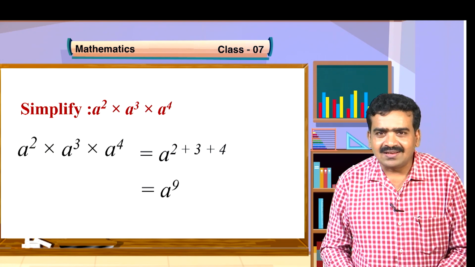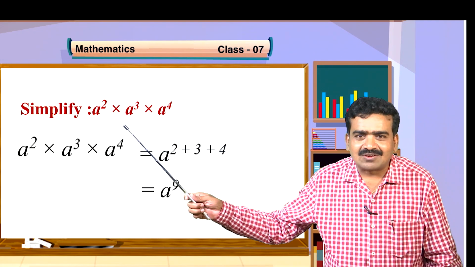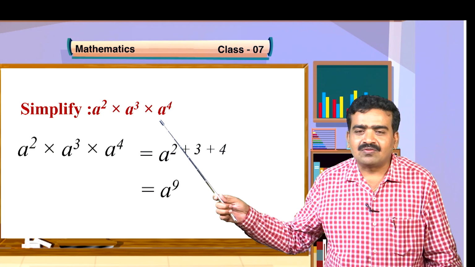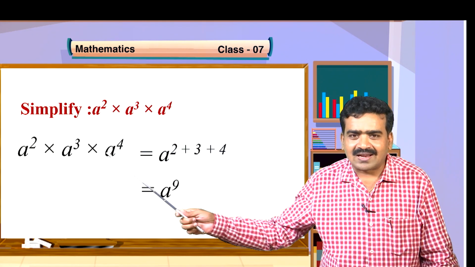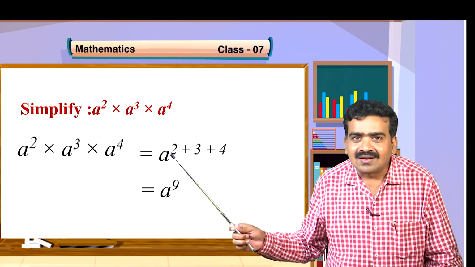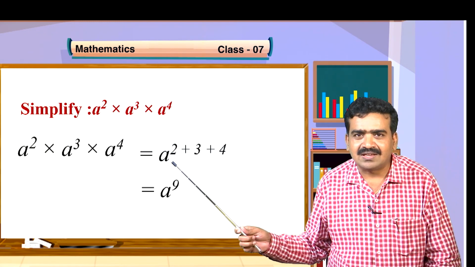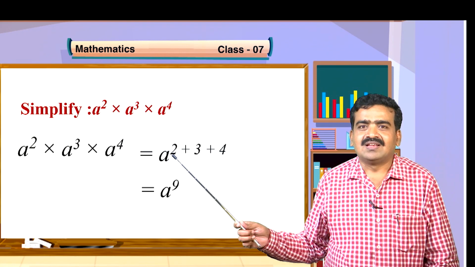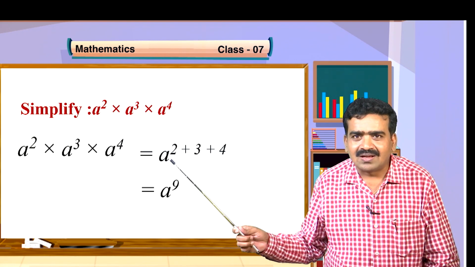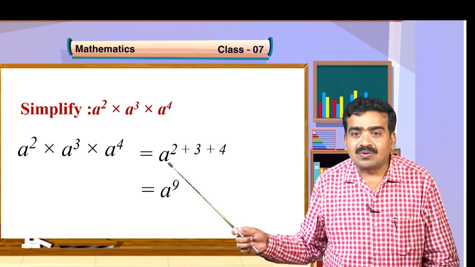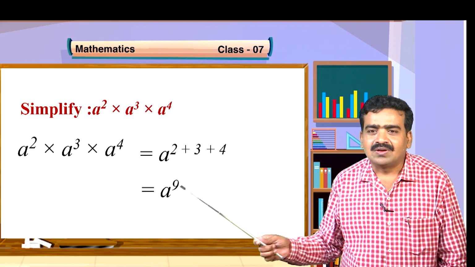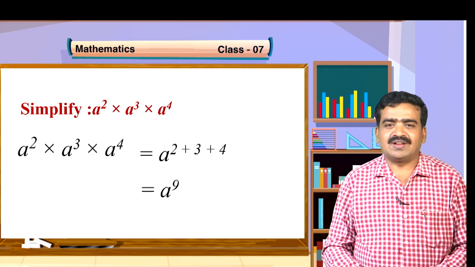I am repeating again, how to simplify a square into a cube into a to the power of 4. We have to write the product as it is, and we have to apply the formula of the product of 3 exponents having the same base with different exponents. When we apply the formula, it gives us a to the power of 2 plus 3 plus 4, which is equal to a to the power of 9.